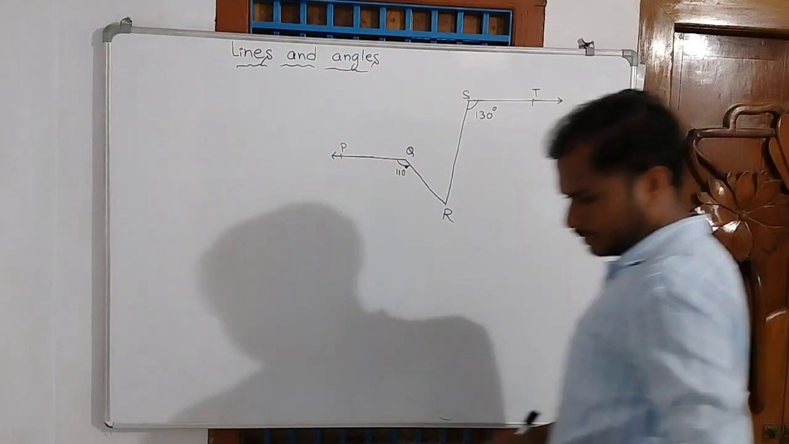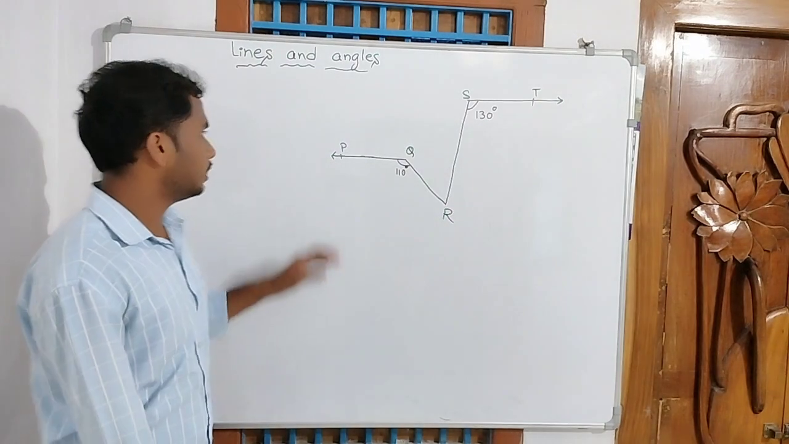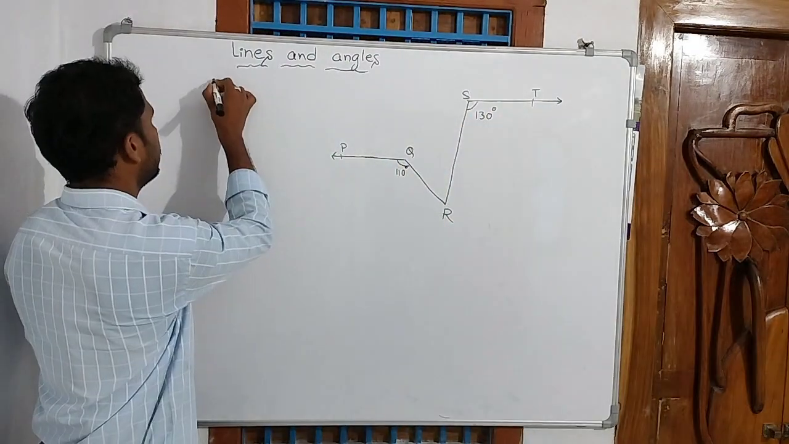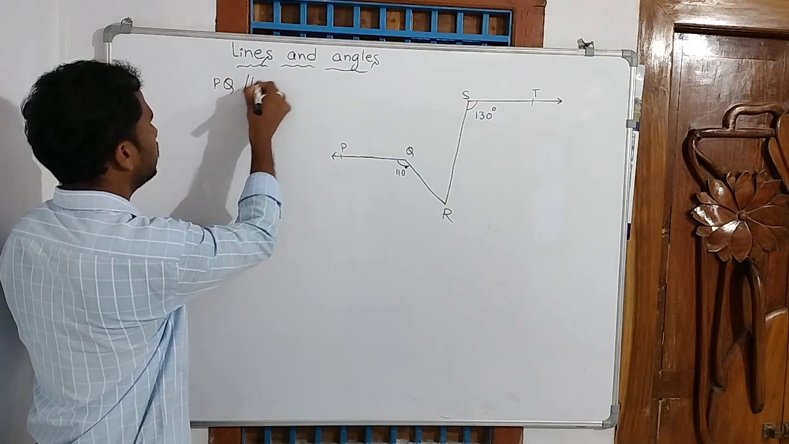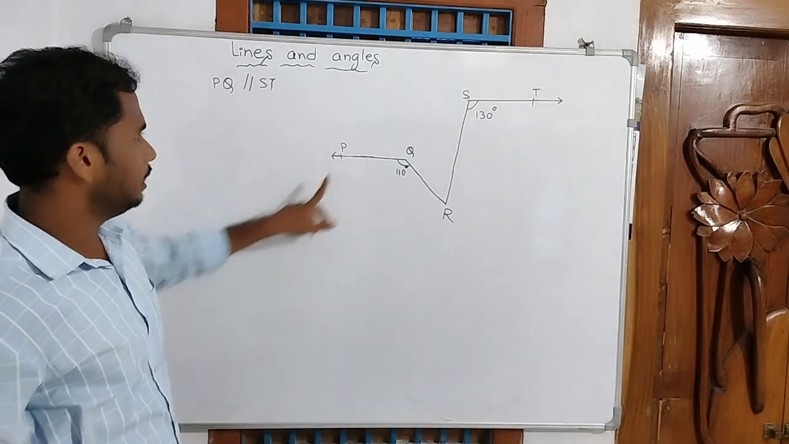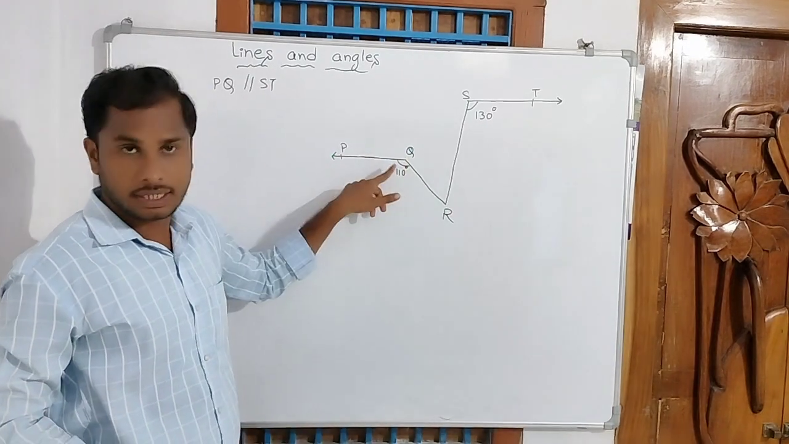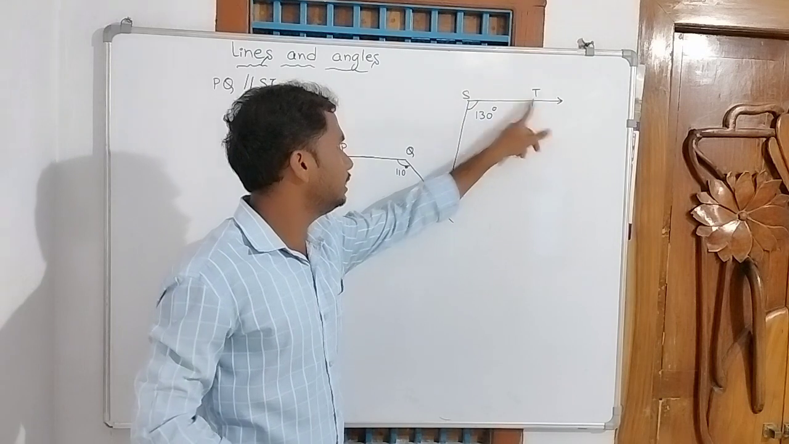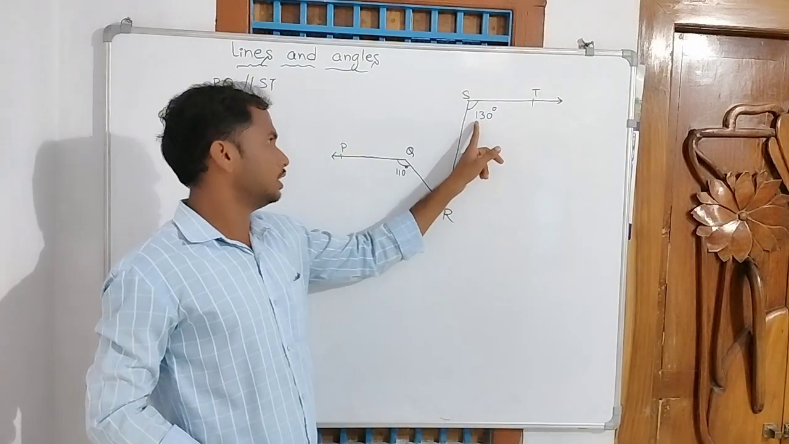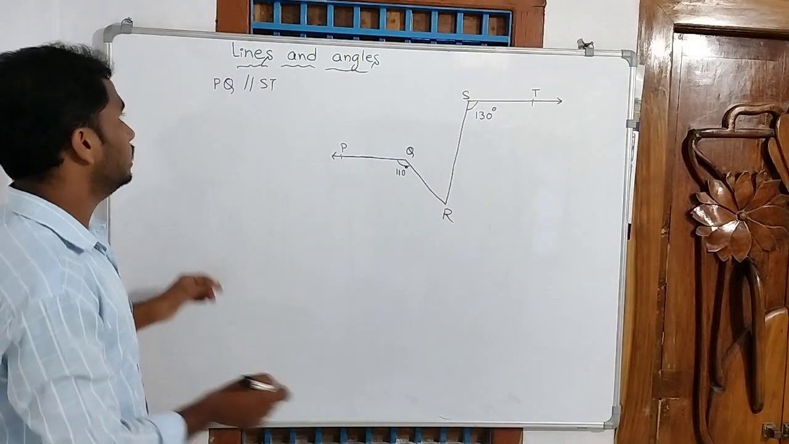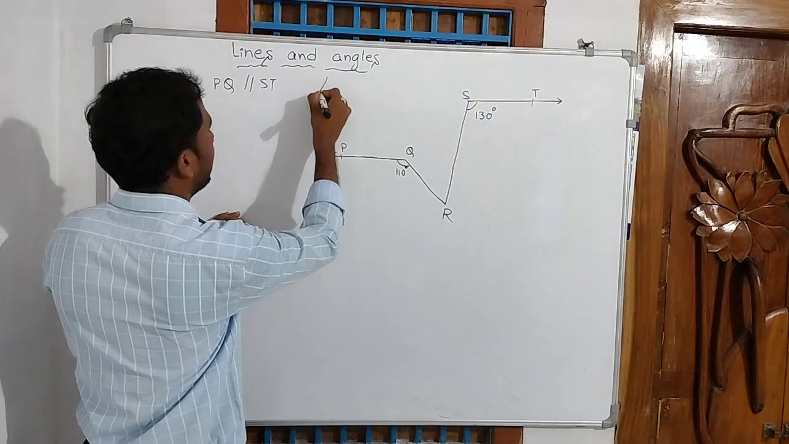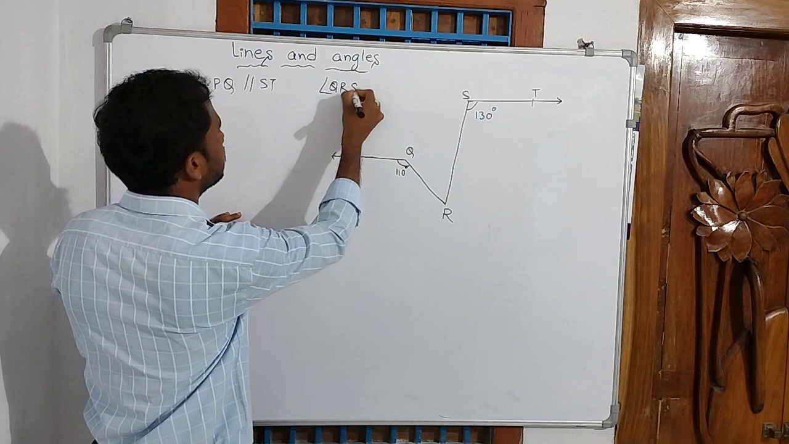Okay, now the next sum. Here PQ is parallel to ST, as given. Angle PQR is also given as 110 degrees, and angle TSR is also given, that is 130 degrees. Then we can find angle QRS.